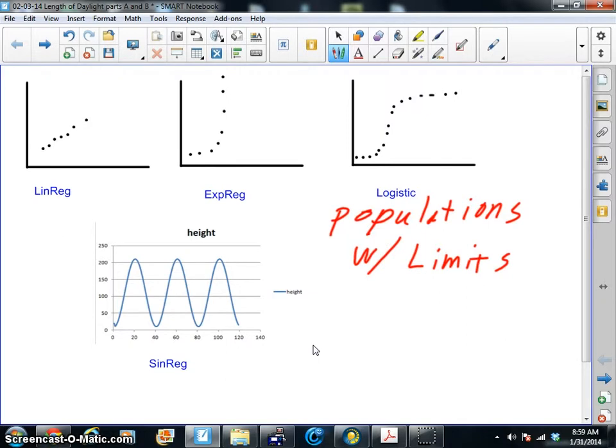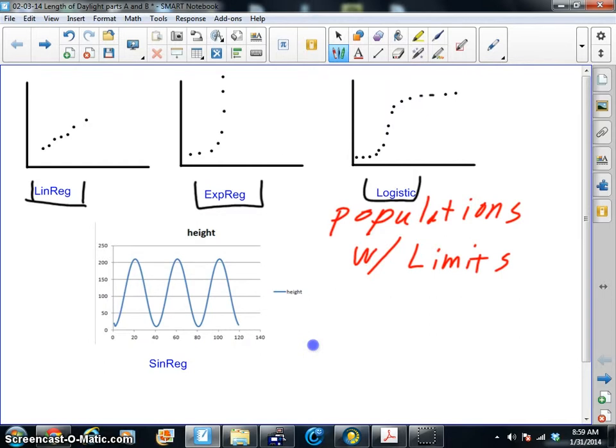Number one, I want to make sure before I get into the stuff for today that you understand that we have several different items, like when to use linear regression, exponential regression, and logistic. Now it depends on what you see. What you see is what you get, WYSIWYG.